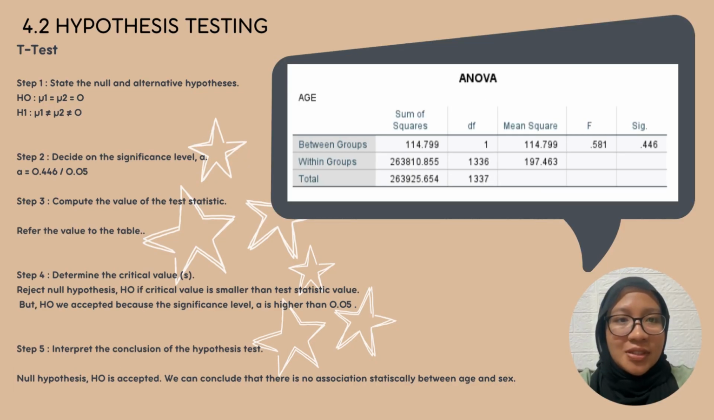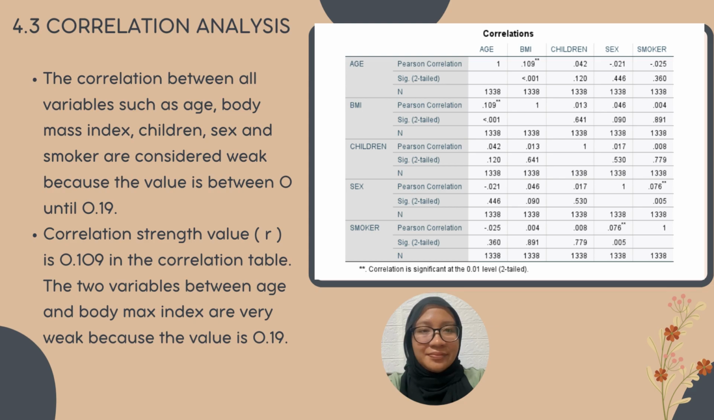For the hypothesis testing, we perform t-tests. H-null was accepted because the significance level is higher than 0.05, so we can conclude that there is no statistical association between the age and sex.